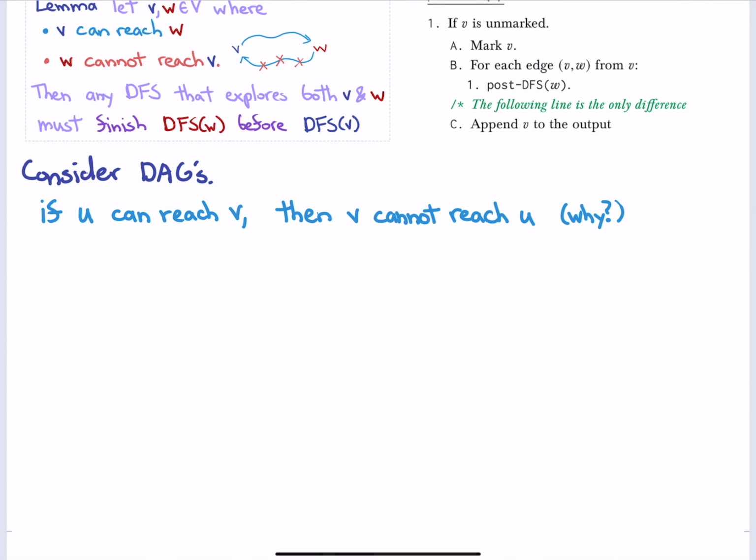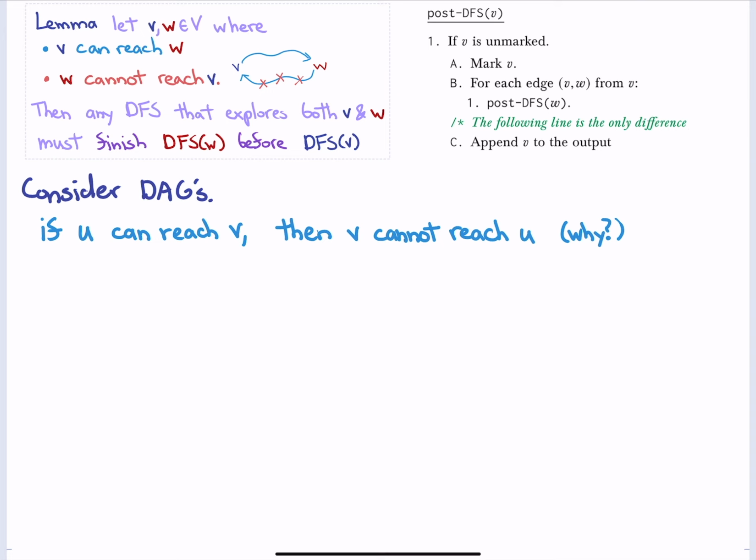Okay, the question was meant specifically for DAGs, because that's where our lemma applied. In a DAG, if A can reach B, then B cannot reach A because there are no cycles. So that's the setting in which our lemma always applies. I forgot to mention that.